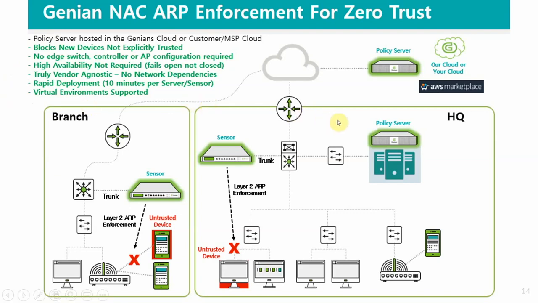Once the policy server is deployed, network sensors can then be deployed at various locations in the network depending on the network topology. Network sensors will automatically detect new devices, and any new device that is not explicitly trusted will be blocked by default at its point of connection using ARP enforcement, which again requires no complex network integrations and is suitable for all network environments.